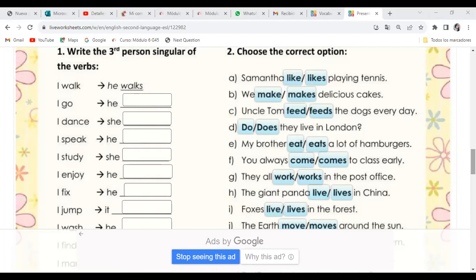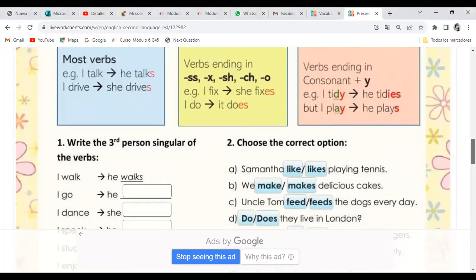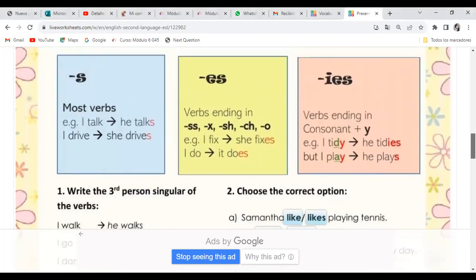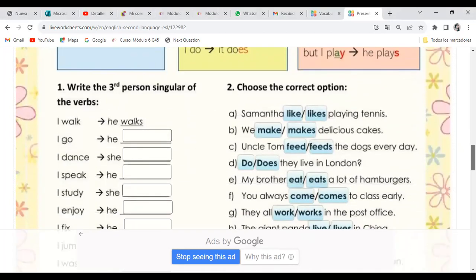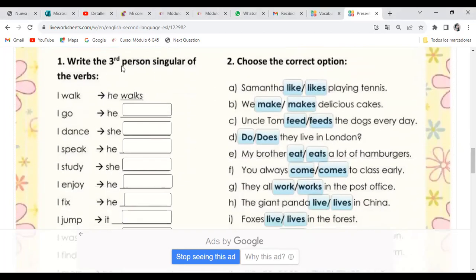Okay, guys, so we are here revising these endings of verbs. So who would like to tell me how to conjugate the verbs? Go, dance, speak, study, enjoy, fix, jump in the third person of singular. Anybody, any volunteers who want to help me conjugate?